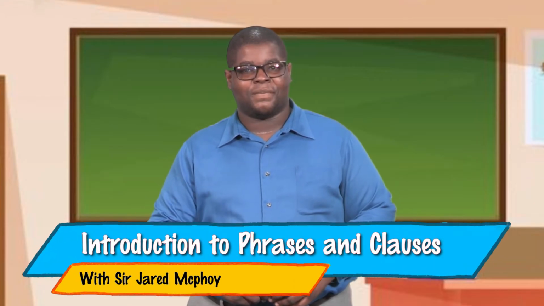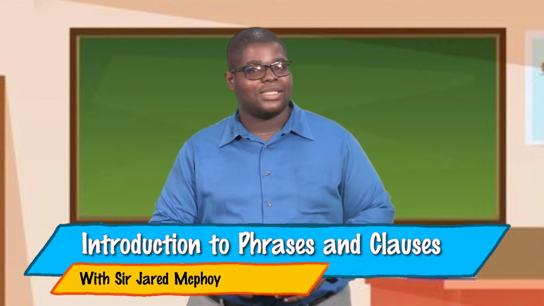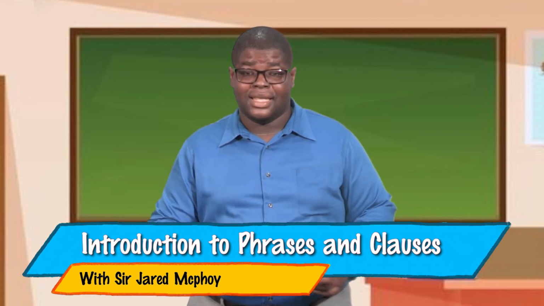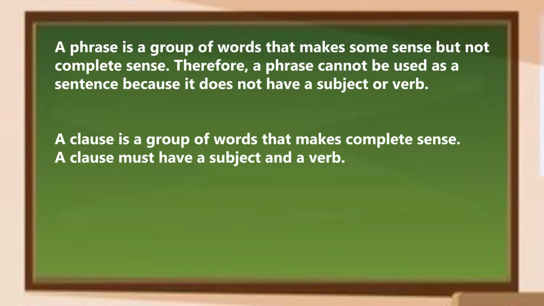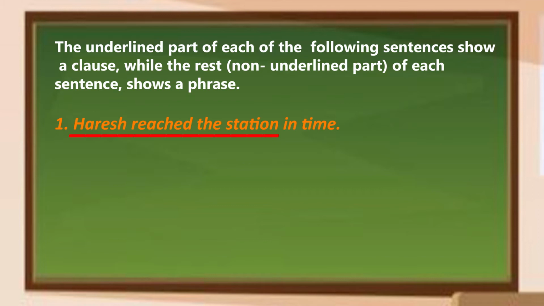What is a clause? And in this context, we're not talking about Santa Claus. We are looking at the clause in the English language. Now, a clause is a group of words that makes complete sense. Say it with me. A clause is a group of words that makes what? Complete sense. A clause must have a subject and a verb. Very good. Now let's examine two sentences, and we are going to differentiate between the clause and the phrase in both sentences. Are you ready? Let's go.